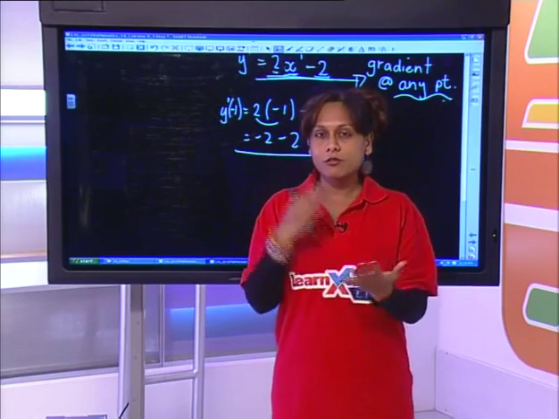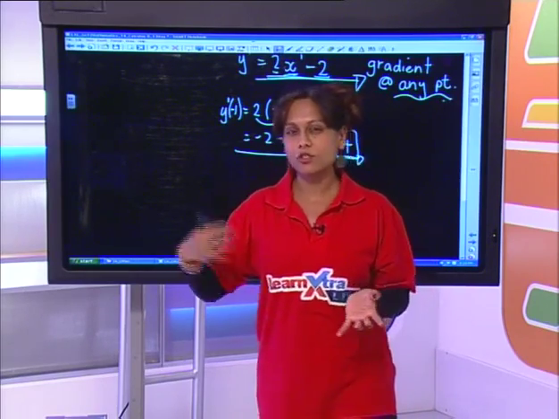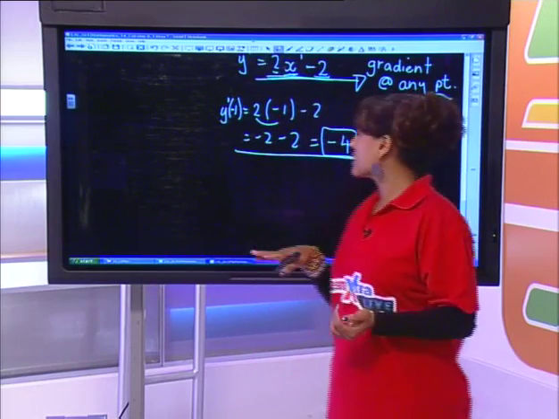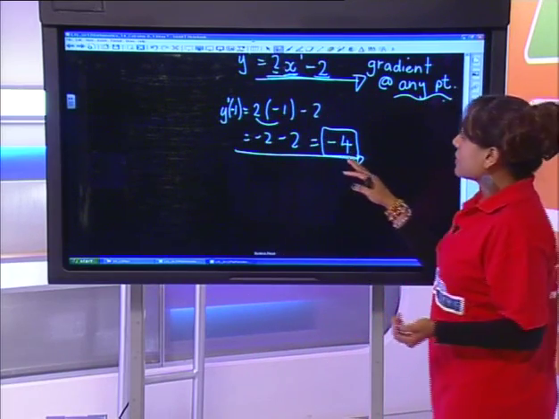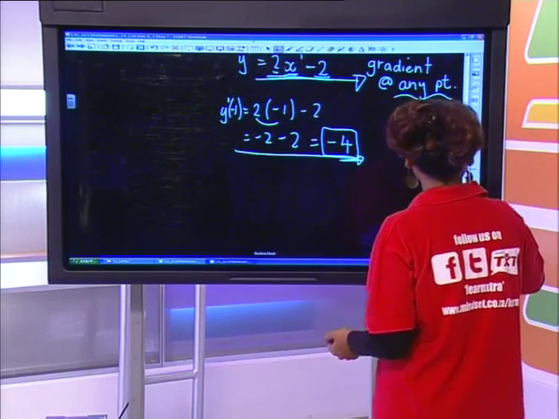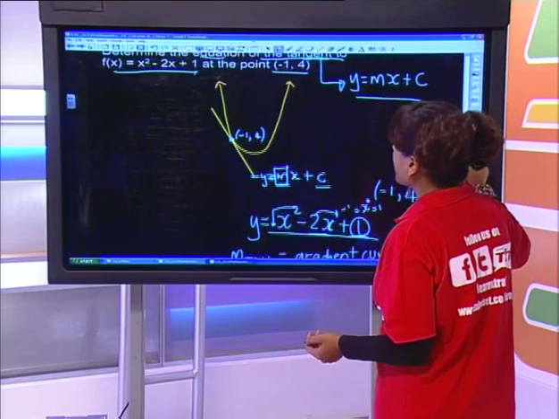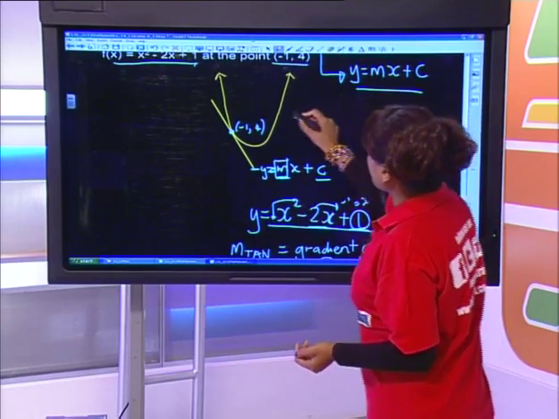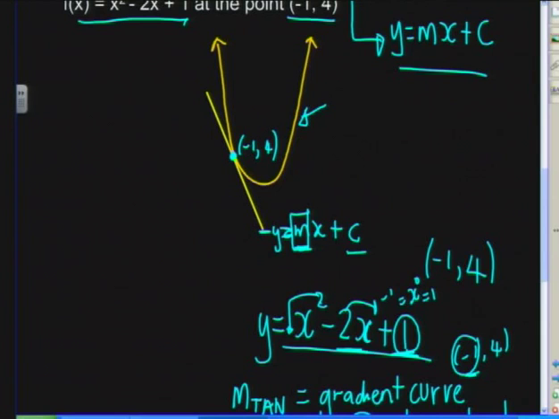We know that the gradient of the tangent is equal to the gradient of the curve at the point of contact. So therefore, the gradient of the tangent will also be -4. Okay, so let's go back to our diagram and let's see what we found. We found that this parabola, at that point, the gradient was -4. So therefore, the gradient of the tangent must also be equal to -4.